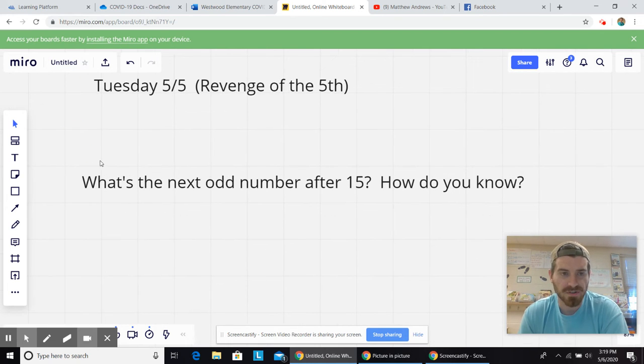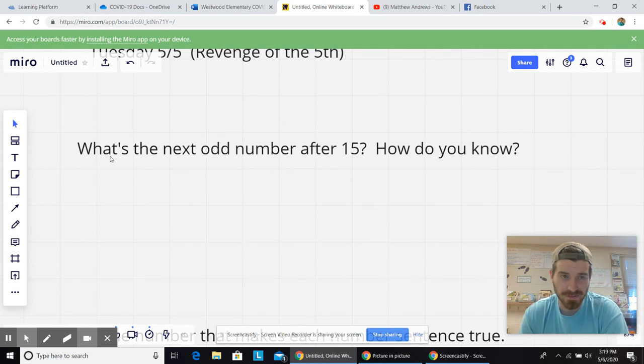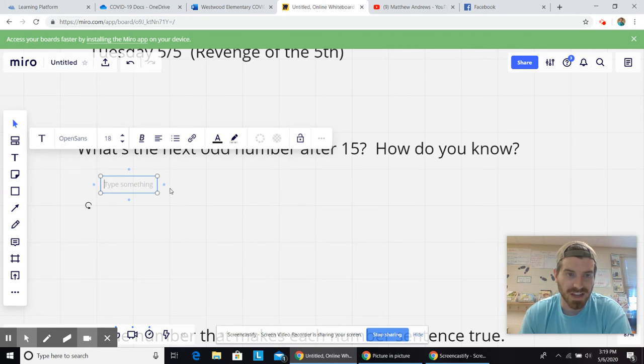All right, so for Tuesday's work, I picked out this problem. It says, what's the next odd number after 15? How do you know? Remember what we talked about with even and odd numbers. Remember, even numbers will always have an even digit in the ones place. And even numbers are numbers that can be cut into 2 equal teams. You'll have the same on both sides. If someone's left out, it's not an even number.